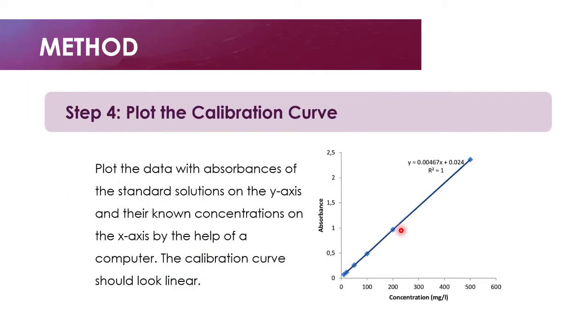So the fourth step is to plot the calibration curve. To plot a calibration curve, we plot the data with absorbance of the standard solutions on the y-axis and the known concentrations on the x-axis by the help of a computer. And normally, the calibration curve looks linear in this form. And this is the equation of the line, which is always given as y equals mx plus b, and this is our R squared.